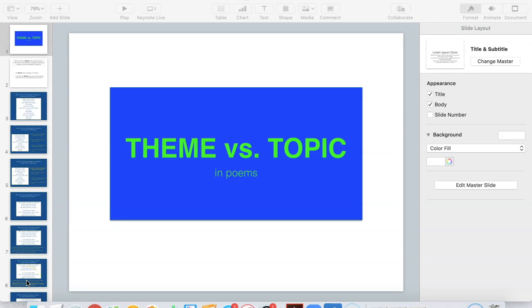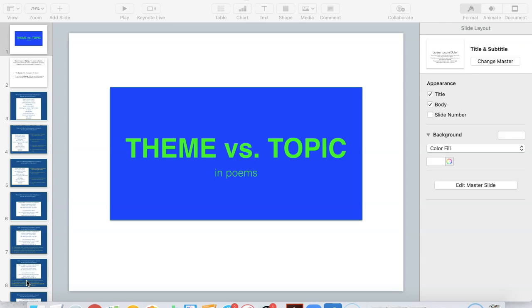Let's take a look at theme versus topic in poems. In fact, we're going to really focus on how authors' purpose, the purpose for why a writer decided to write a poem, can actually show us theme as well. So we're going to talk about a few different things. It's all related to theme, but we're going to look at topics, we're going to look at inferencing, and we're going to think about what the author's trying to do in each poem.